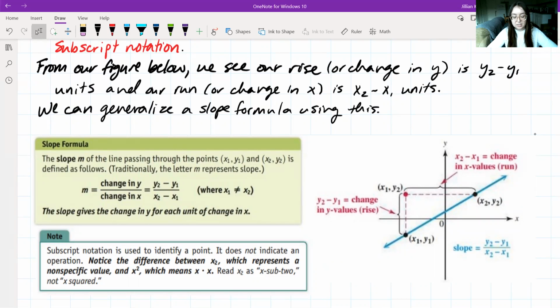The slope here gives us the change in y for each unit of change in x. So this would be the general formula that we can use for slope if we're just given 2 points and we don't have any graph or any reference to really look at. Subscript notation is used to identify a point. It does not indicate an operation, like we said before. There is a difference between x sub 2 and x squared, which means x times x, but x sub 2 just means the second value of x.